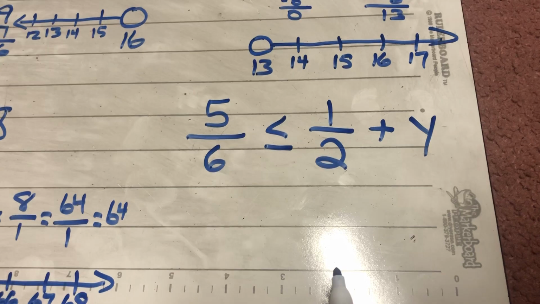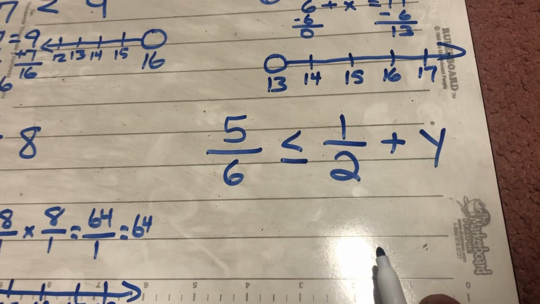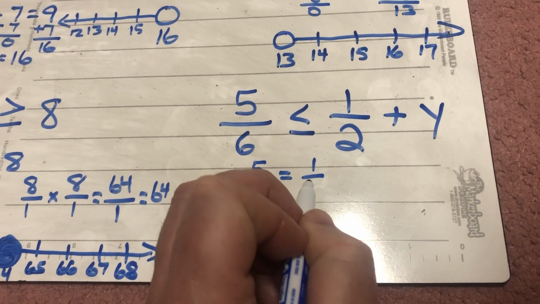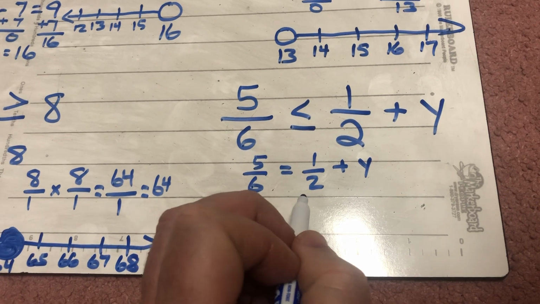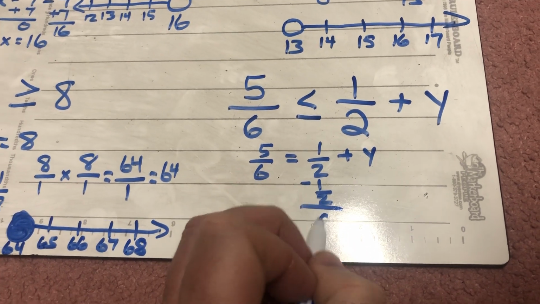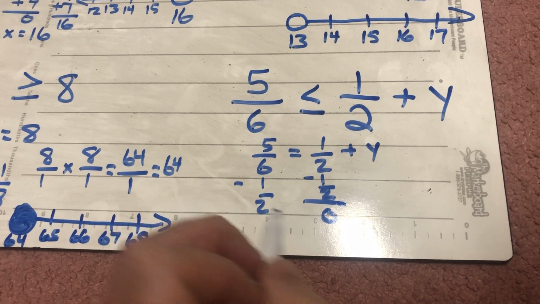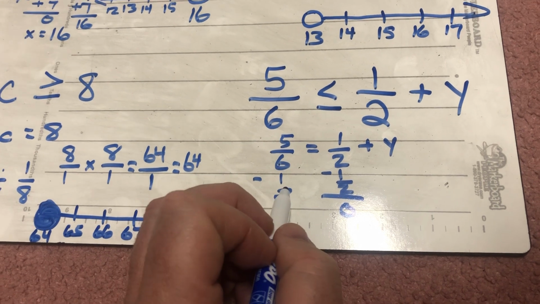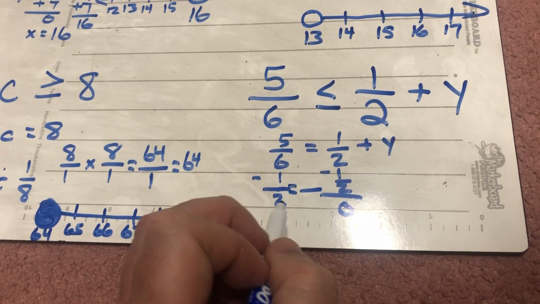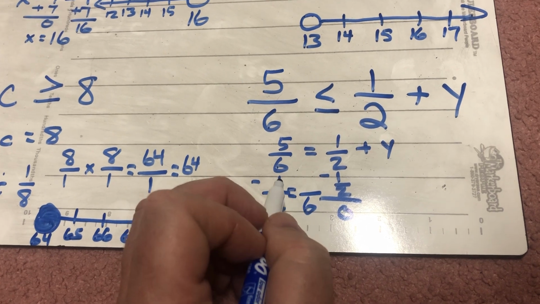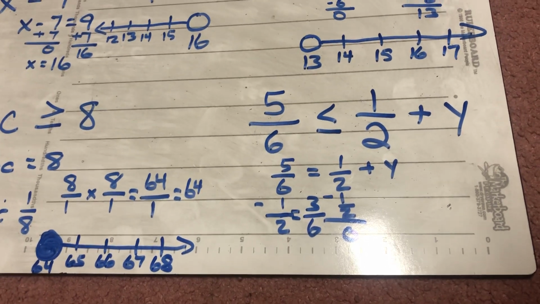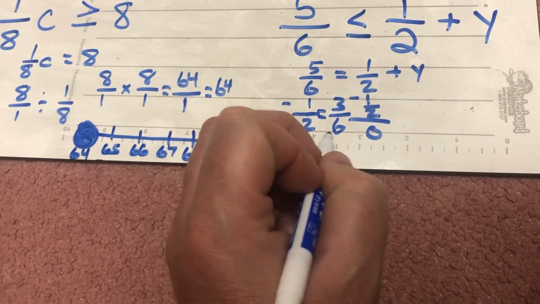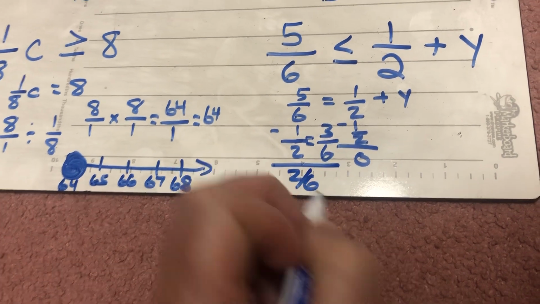Moving right along, 5 over 6 is less than or equal to 1/2 plus y. Well, so this gets us 5 over 6 equals 1/2 plus y. So I've got to subtract 1/2 from both sides. That gives me 0. 5 over 6 minus 1/2. Well, I've got to find a common denominator. I think that's going to be 6. So my 5 over 6 is going to stay the same. 2 times 3 is 6, so 1 times 3 is 3. I get 5 over 6 minus 3 over 6, which equals 2 over 6.